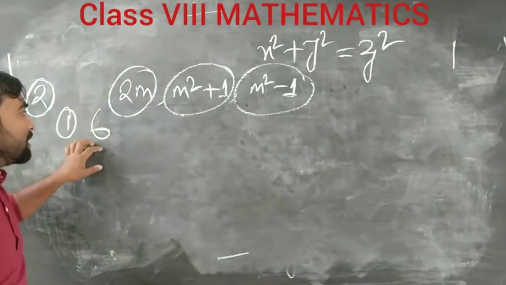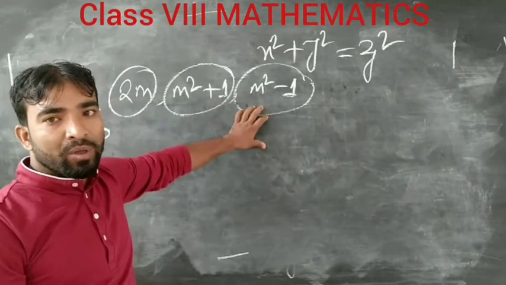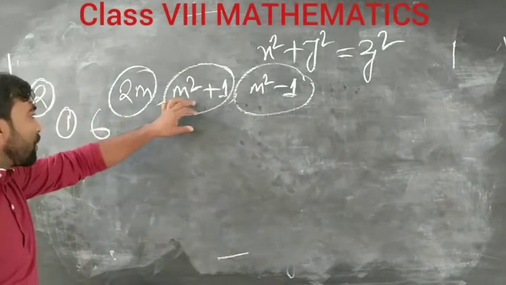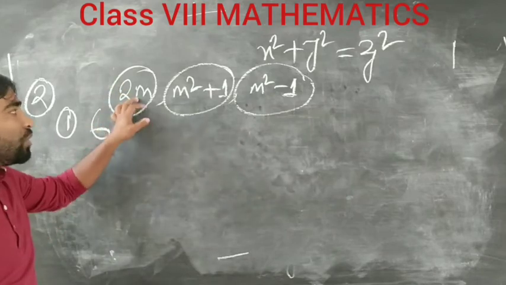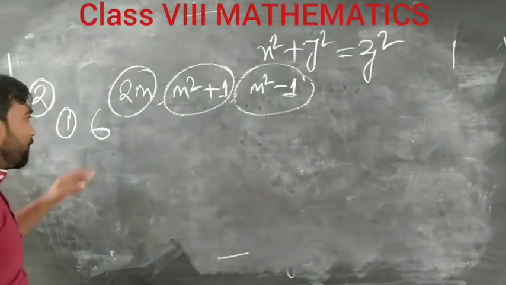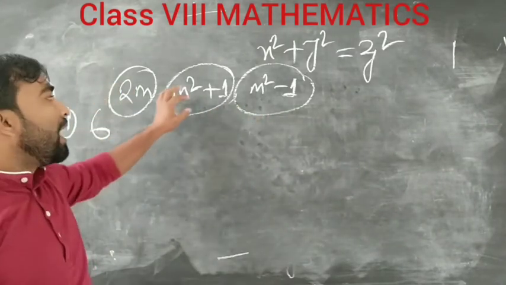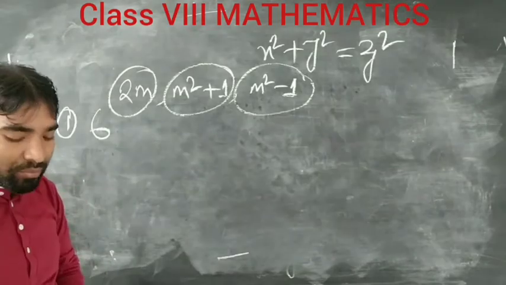If 2m equals 6, then we have to find out m square plus 1 equals how much and m square minus 1 equals how much. If m square plus 1 equals 6, we have to find out 2m equals how much, and m square minus 1 equals how much. If m square minus 1 equals 6, then we have to find out 2m equals how much and m square plus 1 equals how much.